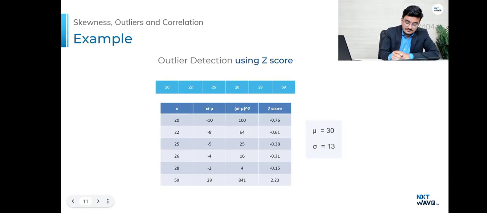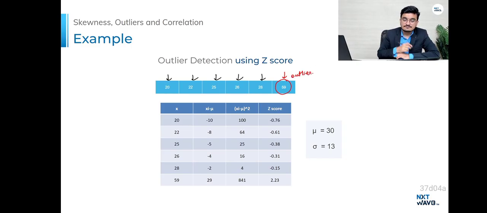So in our data, we have numbers 20, 22, 25, 26, and 28. And there is one very high value compared to other numbers in our data, which is 59. This is our outlier. Now let's see how we can identify this outlier using z-score.